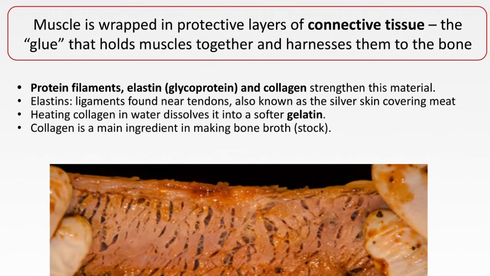Now, meat also has connective tissue wrapped in it because we need to connect those muscle fibers to the bones. And they're wrapped in protective layers of this glue, right? That holds the meat onto the bones. And these are proteins, mostly collagen, and they strengthen the material. They can also be made of elastins, which are ligaments, also known as the silver skin. But when you heat collagen and break it down, so when this protein is acted on by heat over time, it actually converts into gelatin.